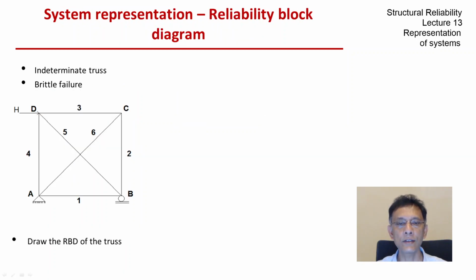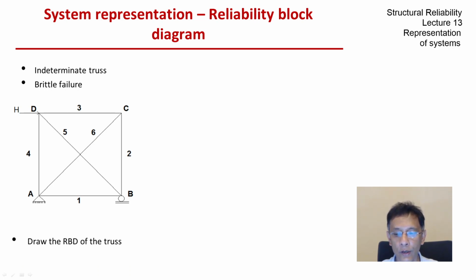So this is the truss that we would like to analyze. This has 6 elements, 2 diagonals, elements 5 and 6, simply supported at A and B. A is a hinged support and B is a roller support. So we need to draw the RBD of the truss.